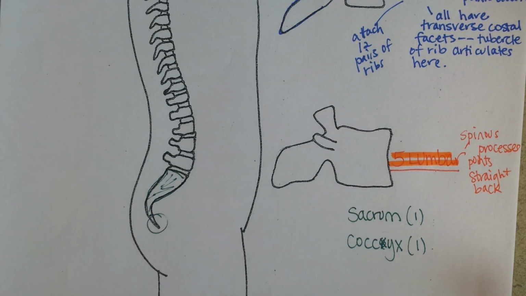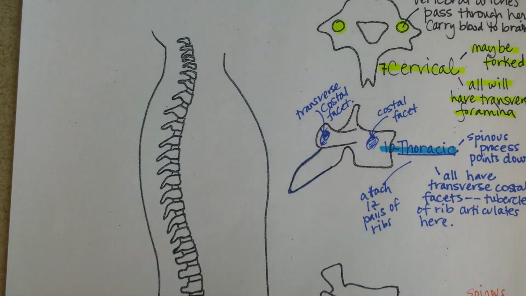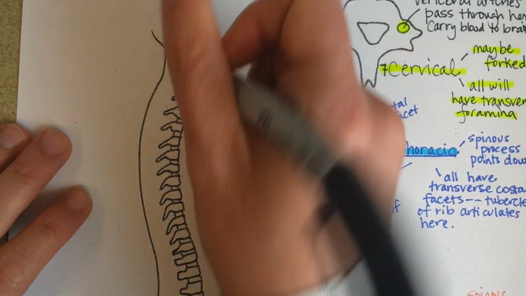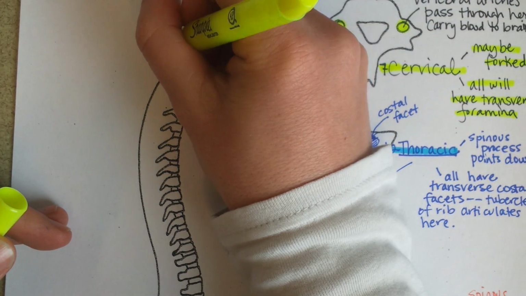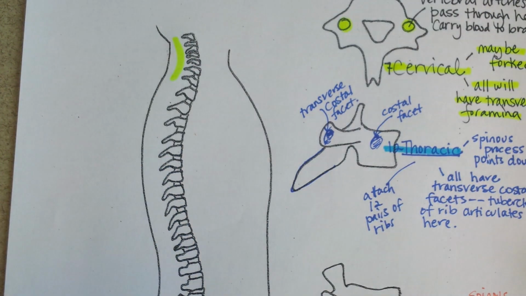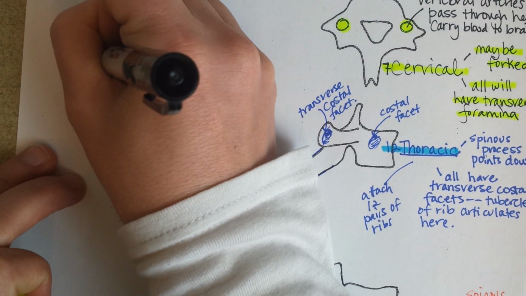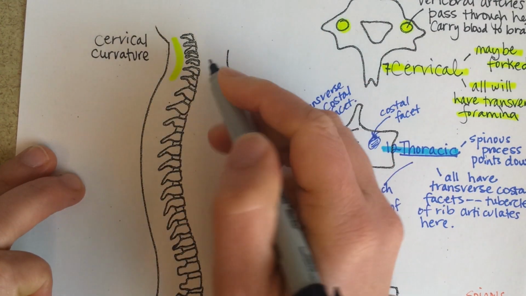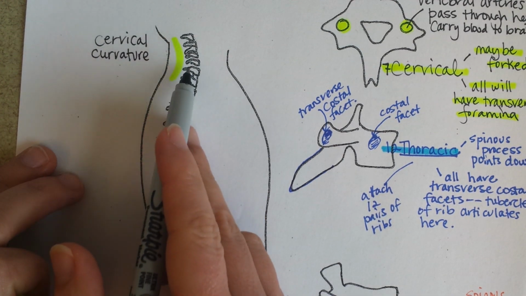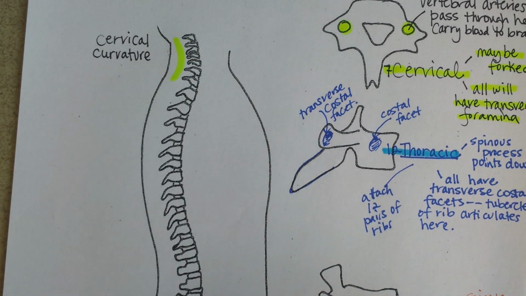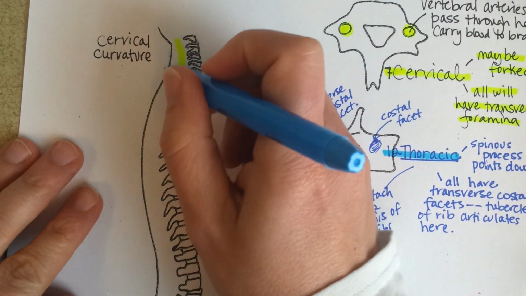Okay, now we'll look at the curves in the vertebrae. The cervical curvature, use that yellow highlighter. You'll notice that it is convex and tilts this way. And then the thoracic curvature, put that in blue, is concave.